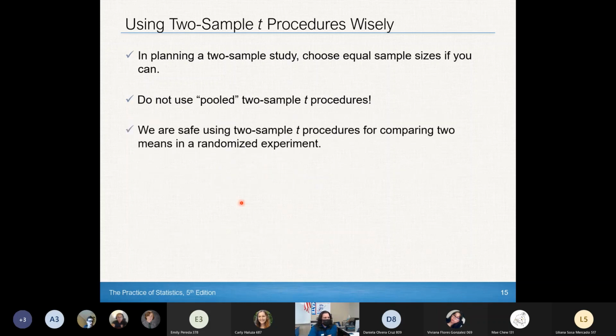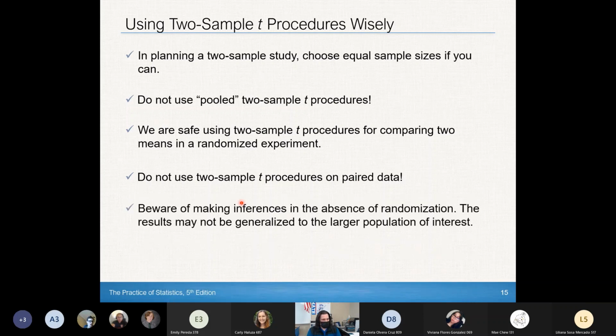We are safe using 2-sample t procedures for comparing two means in a randomized experiment. And this is addressing the fact that we don't need to check the 10% condition as long as the treatments were randomized. We do not use two sample t procedures on paired data. In that case, we use the one sample t procedure based on the difference between the pairs of data. And again, we'll see examples of when to use paired versus when to use two sample t procedures.